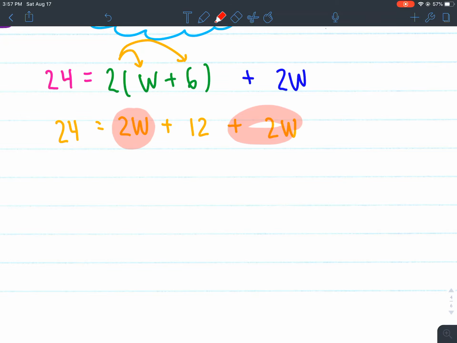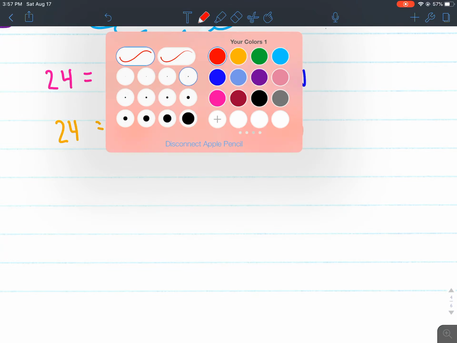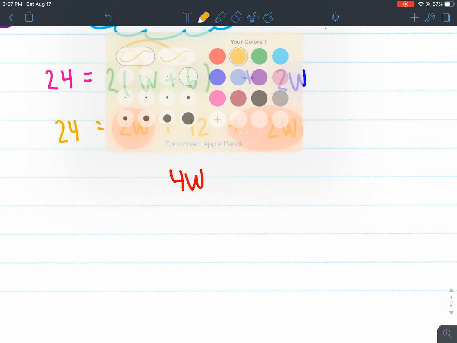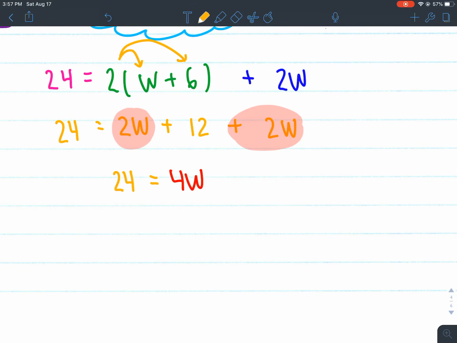Then I want to look for anything that I could simplify, and I see some like terms. I see 2W plus 2W. So I have 24 equals 4W plus 12. I combined those two terms into one. I'm going to make this all orange so that the only thing I changed was the W's so you can see that, okay?